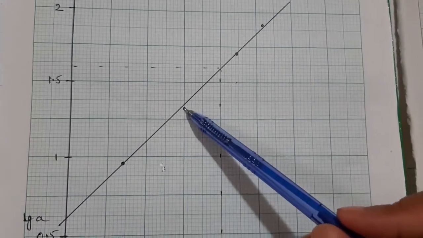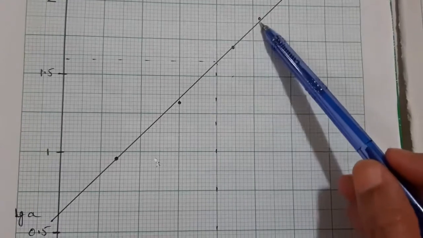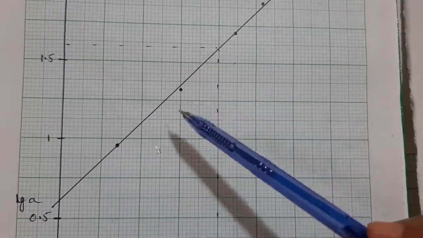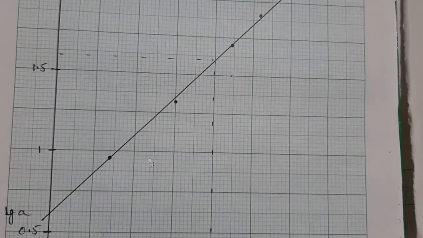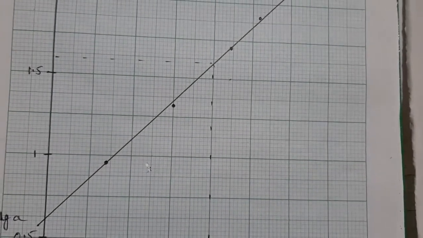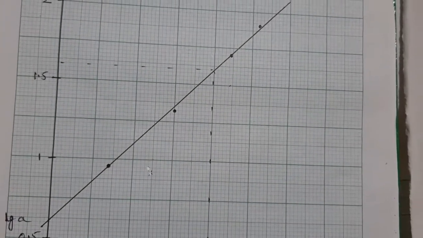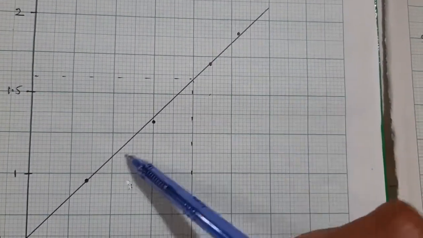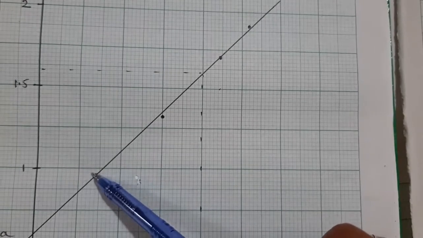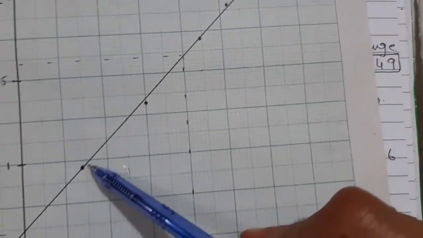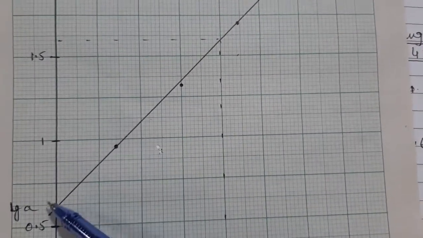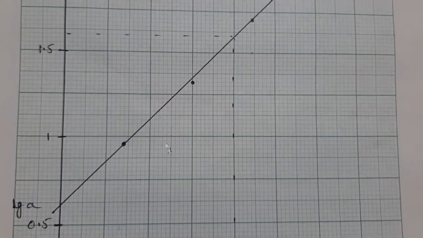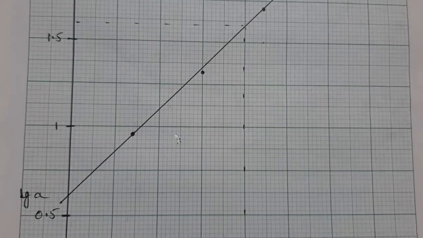You can notice this is not on the line exactly, this is not. But I tried to put a line in such a way so that most of the points are on the line or close to the line. So that's why it is called line of best fit. Now important thing, sometimes a student draws this line from here till here only. Please extend the line and show this intercept, because this value you need for the calculation, right?